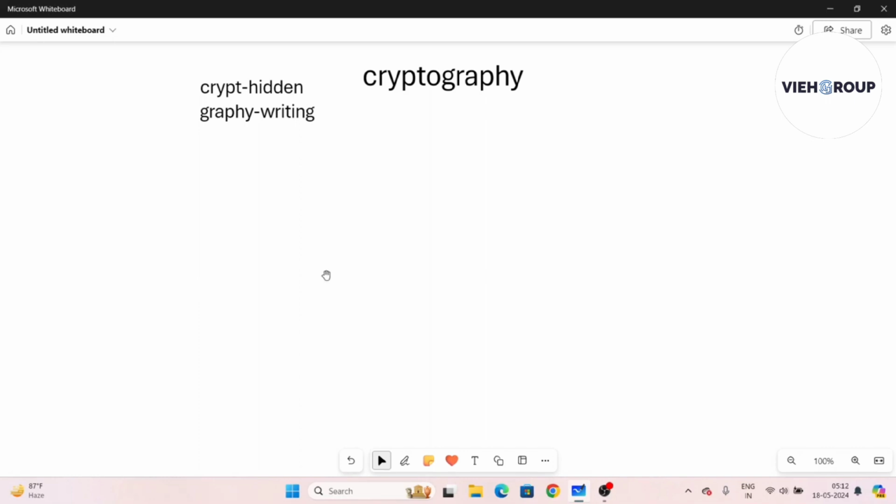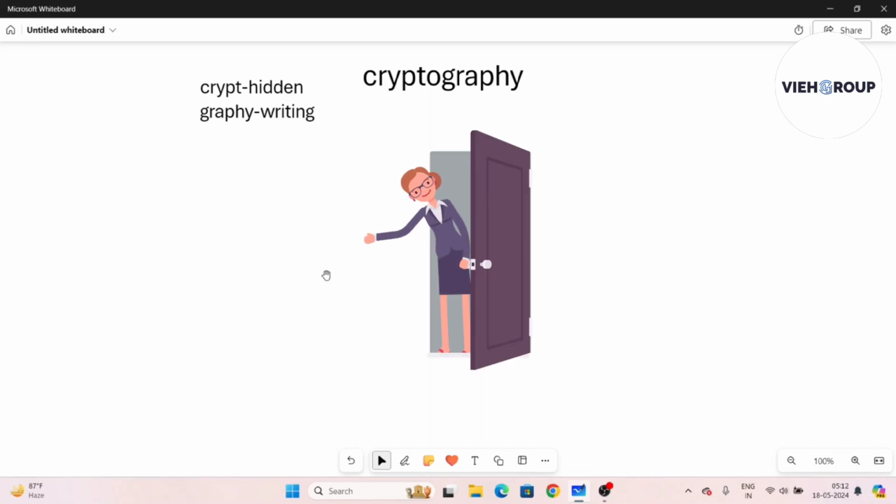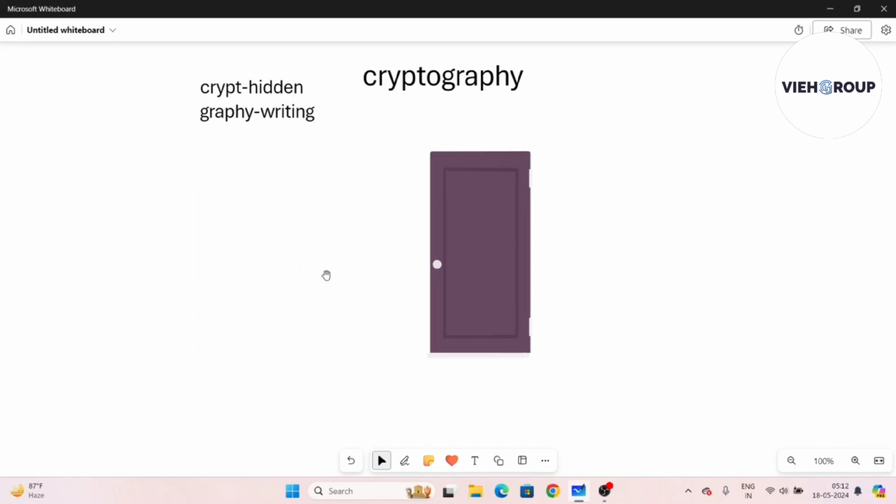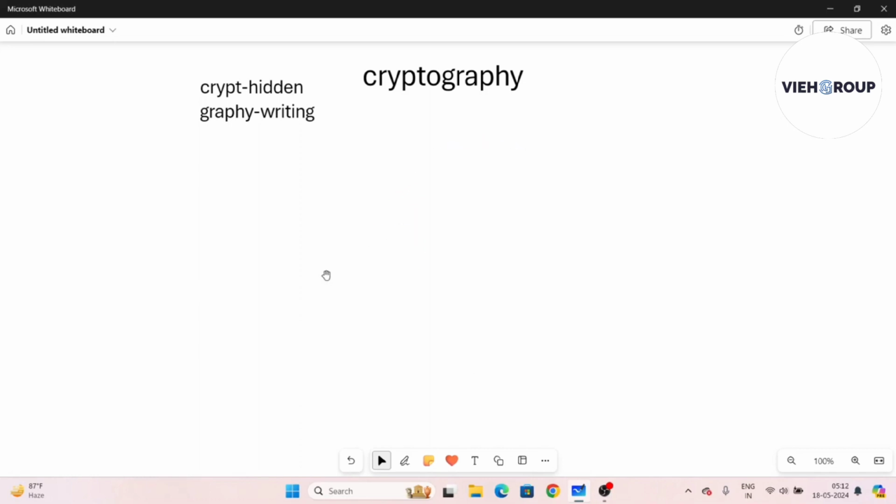It's like creating a language only you and your friends know. I'm just taking an example, obviously. In the digital age, this means protecting our emails, financial transactions, and even the data we store in the cloud. So all this is protected also. Let's talk about it more.